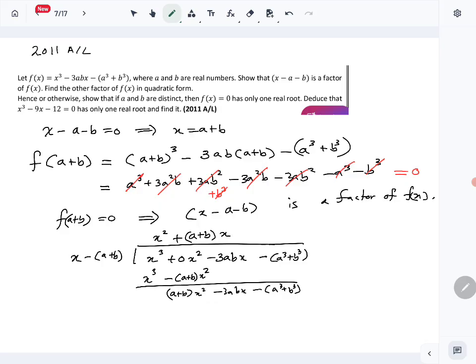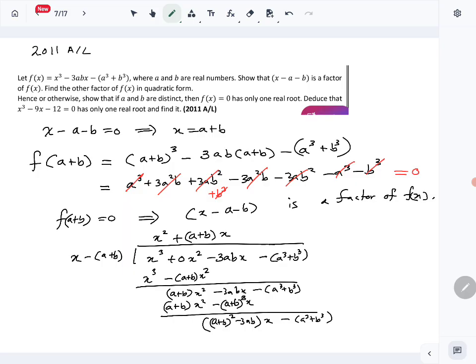So then I will get (a + b)x² − (a + b)²x. Right, now these two cancel. This will give me what? (a + b)² − 3ab x − a³ − b³.